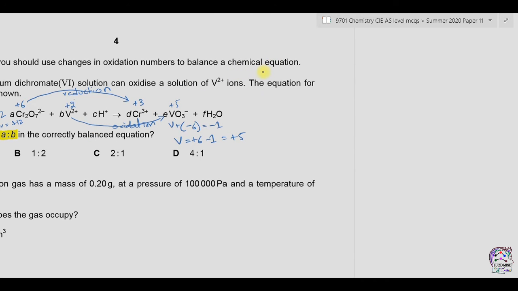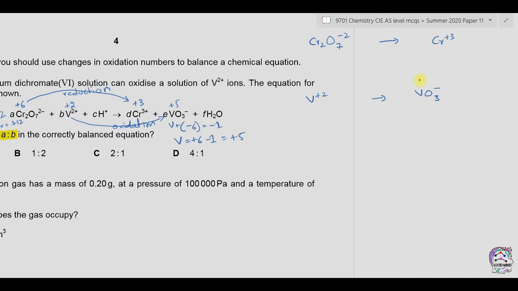Now there are several steps to balance the redox reactions. The first one is to write the half equations. One half equation is of reduction and the second one is of oxidation. So let's write the reduction first. Cr2O7 -2 goes into Cr +3. Now the oxidation equation is V+2, and it converts into VO3-.